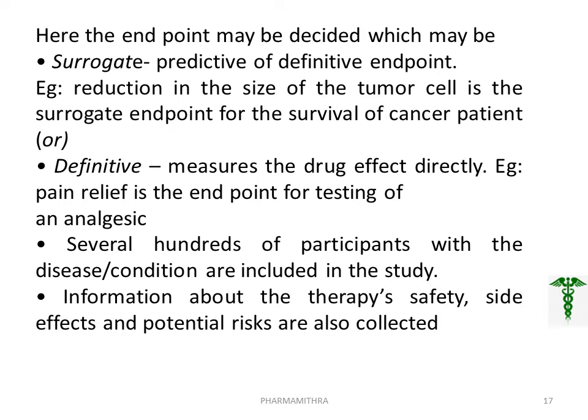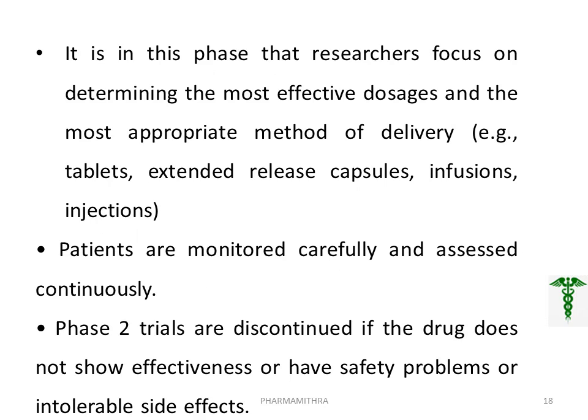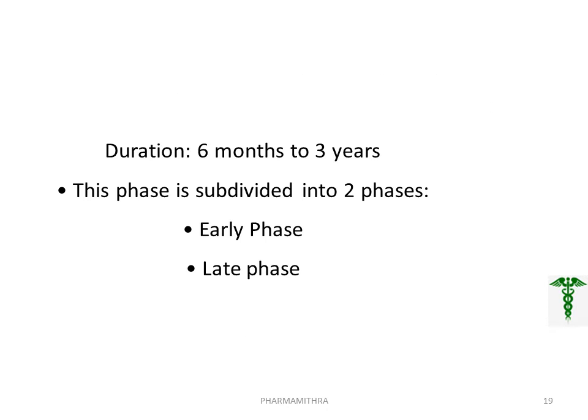In phase 2, several hundred participants take part in the trial, and we can find out the therapy's safety, side effects, and potential risks. Patients are carefully monitored and assessed continuously in phase 2. In this phase, we are checking the tablet, extended release capsule, infusion, etc. Phase 2 trials are discontinued if the drug is not showing any effectiveness or has safety problems. The duration of phase 2 is 6 months to 3 years.